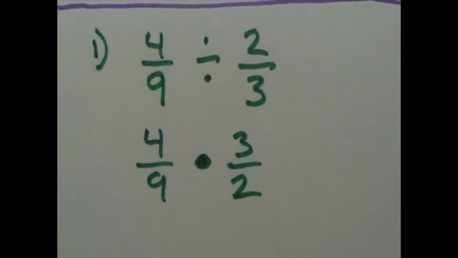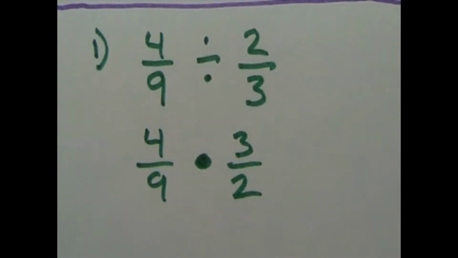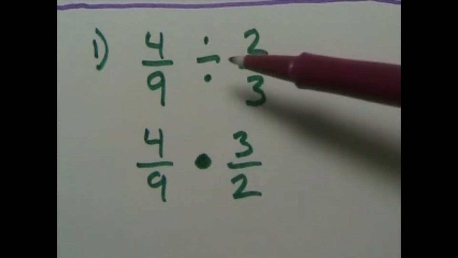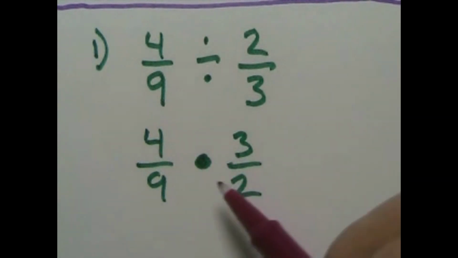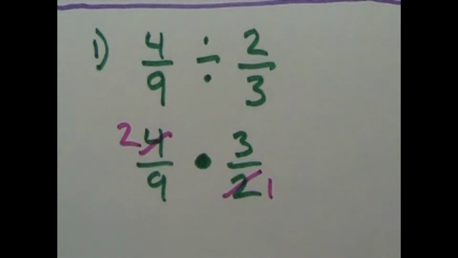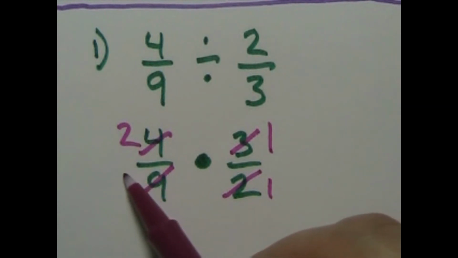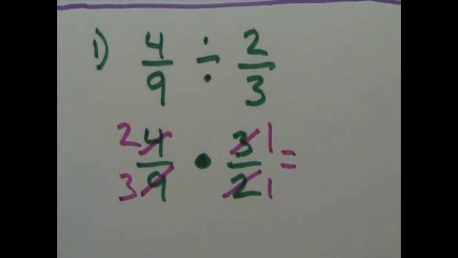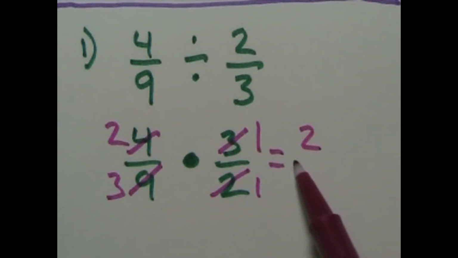So notice what we did. We changed it from a division problem into a multiply problem. Let's see if I can reduce. I have 2 and 4. 2 goes in here once, and 2 goes into 4 twice. Hey, I have 3 and 9. 3 will go into both of those. 3 goes in here once. 3 goes into 9 3 times. So my answer is 2 times 1 and 3 times 1 on the bottom.